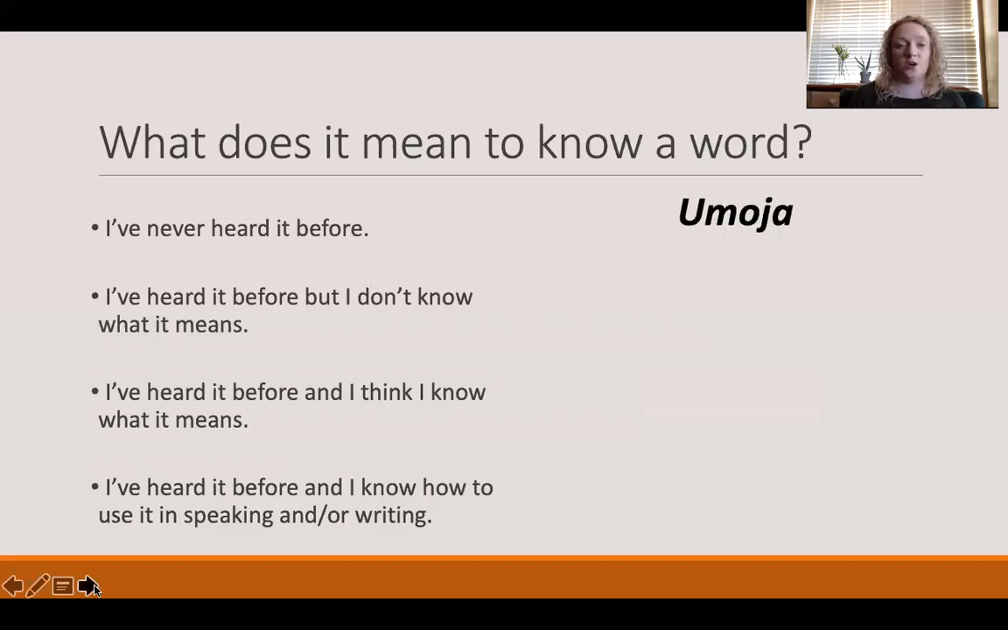So our first word is Umoja. Now, you've either never heard that word before, you've heard it before, but you're really not clear on what it means. You've heard it before and you think you have some idea what it means, or you've heard it before and you know what it means. You can use it in your speaking, you can use it in your writing.